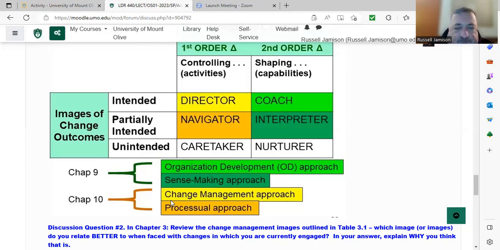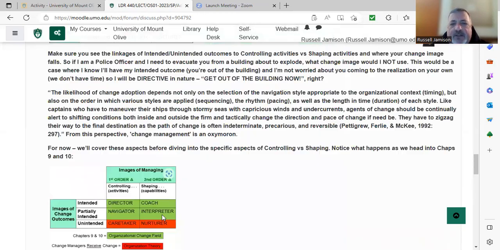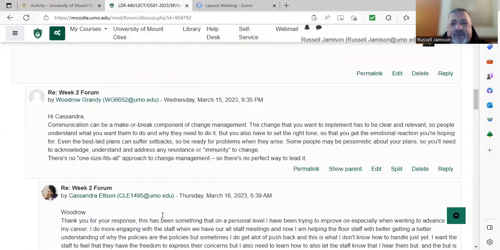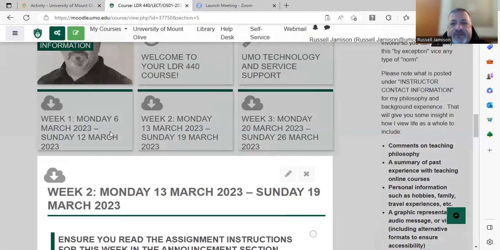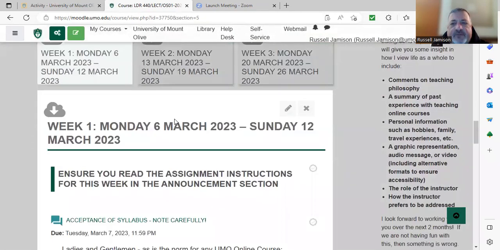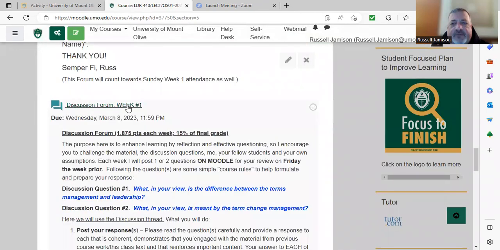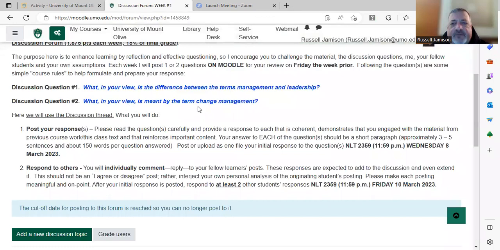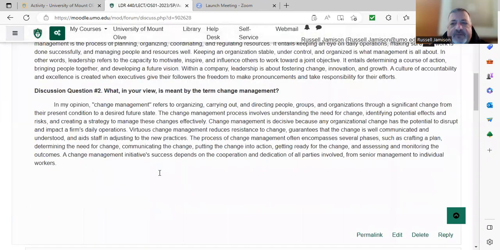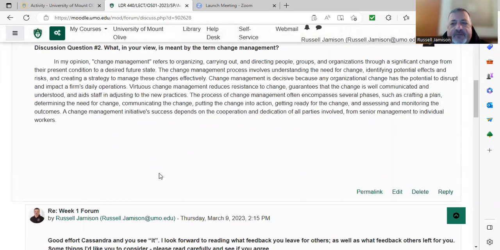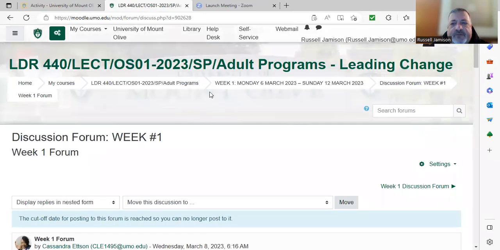So in this course, in week one, I wanted you to give me a distinction between change management and change leadership. And I had given you essentially my take on it. You're certainly welcome to disagree, but I assume that many of you agreed with what I said about what is meant by the term change management. We see that within the framework, this class is called leading change, and our textbook is titled managing change.